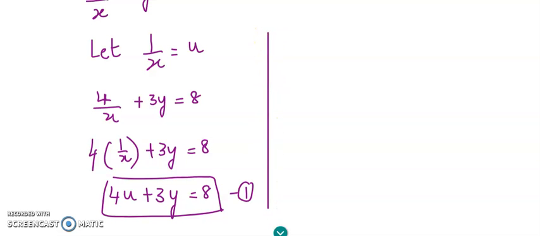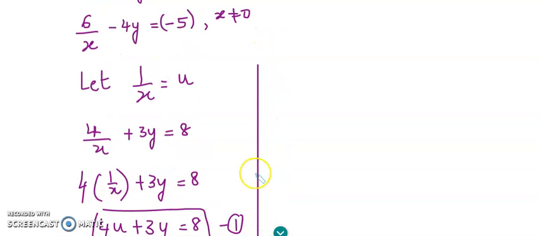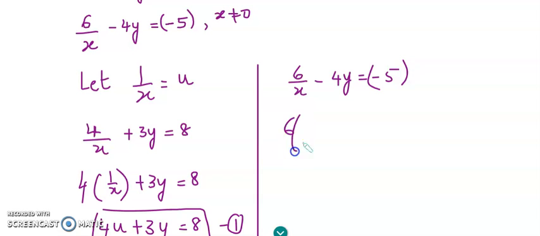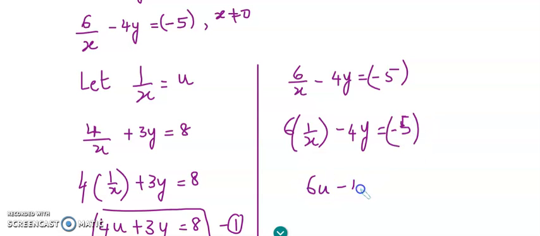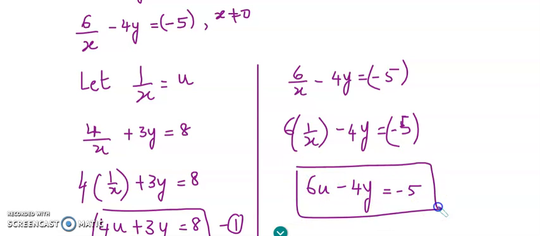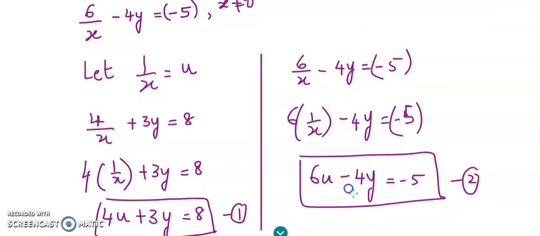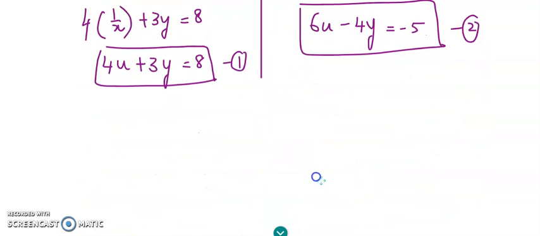Now let's take the second equation, that is 6 upon x minus 4y equals minus 5. So what we'll do, 6 times 1 over x minus 4y equals minus 5. That becomes 6u minus 4y equals minus 5. That's my equation 2. Now we'll apply the normal elimination method to solve it, and we'll find the value of u and y, and then from u we will find x.